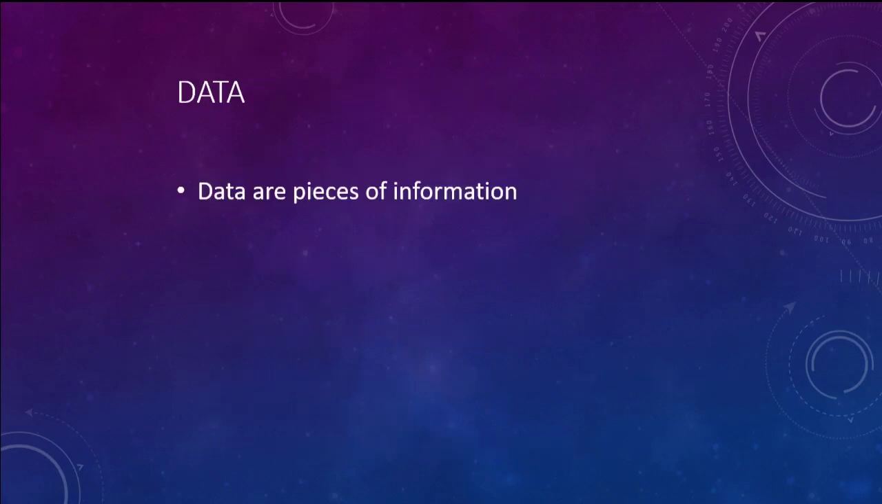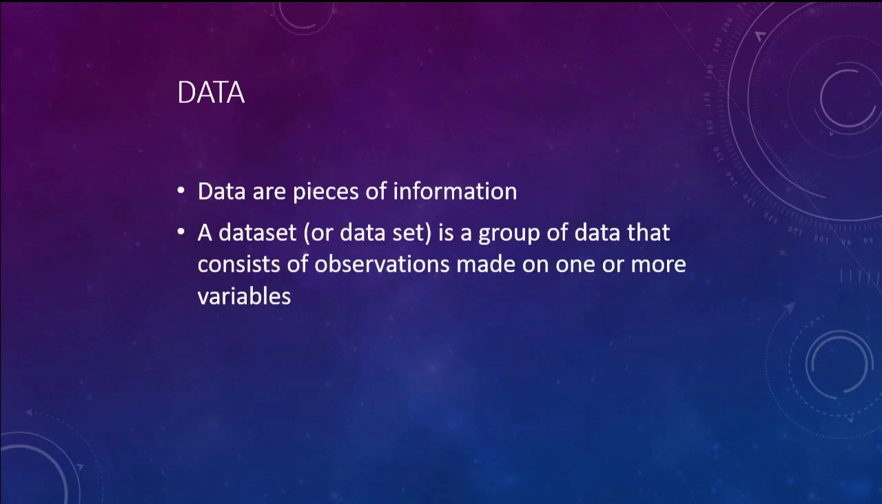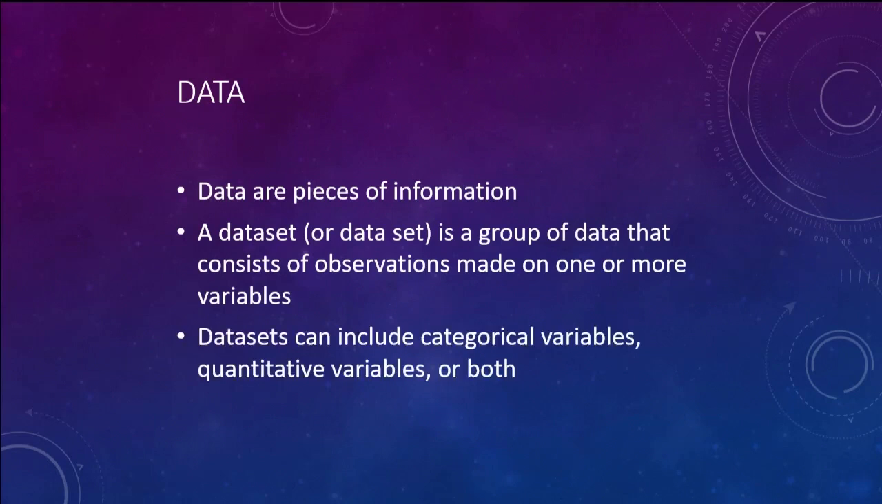Data are pieces of information. A data set is a group of data that consist of observations made on one or more units to obtain information, that is, data, by recording the category or amount for each variable. Data sets can include data obtained from categorical variables, quantitative variables, or both.